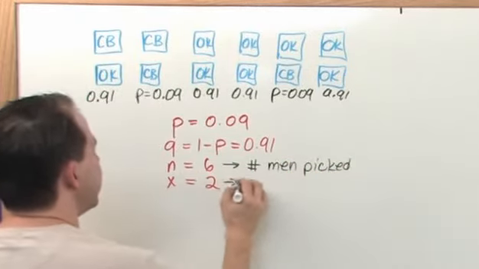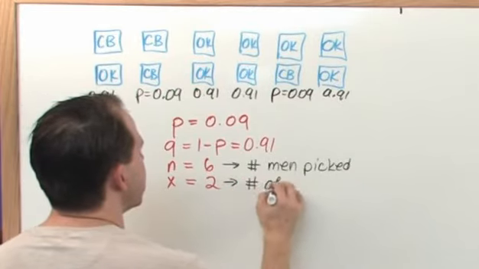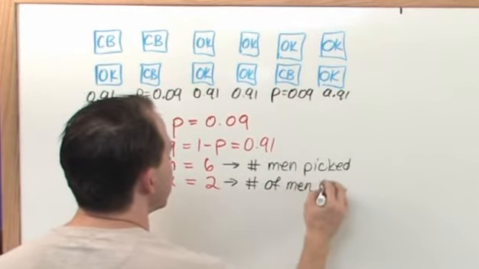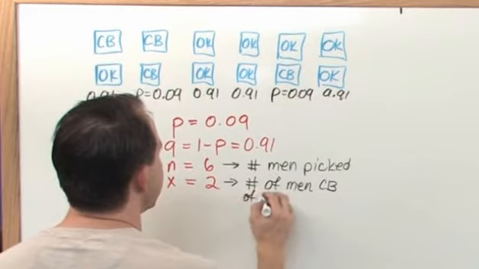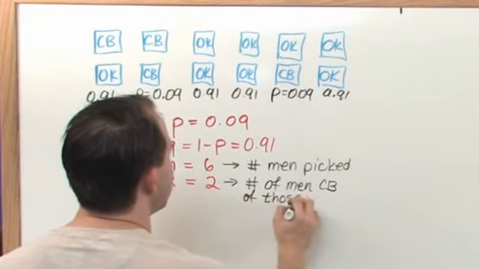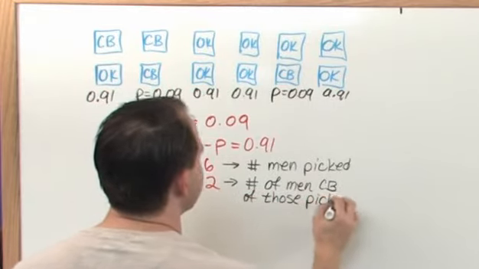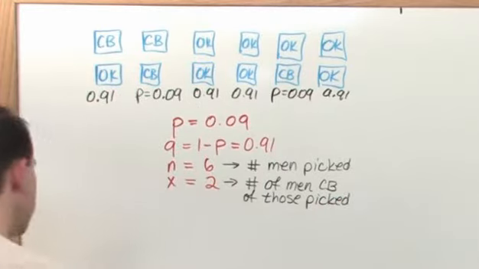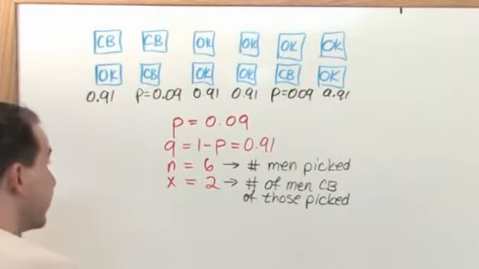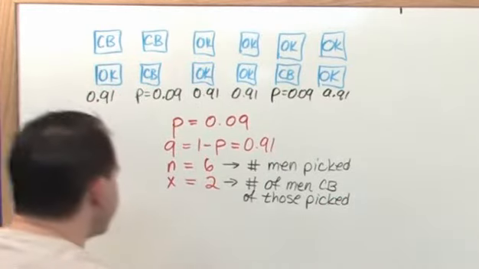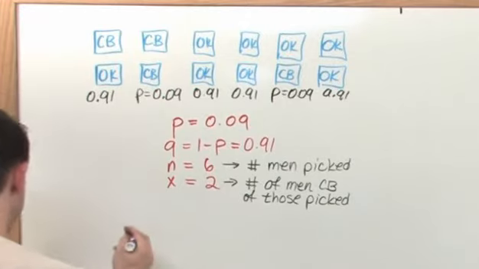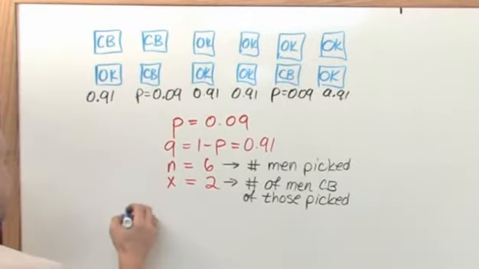And X is equal to 2, the number of men colorblind of those picked. Okay? All right. So without further ado, let's just go ahead and write down what the probability distribution is. From the previous board, I'm going to first write it down exactly how it is.